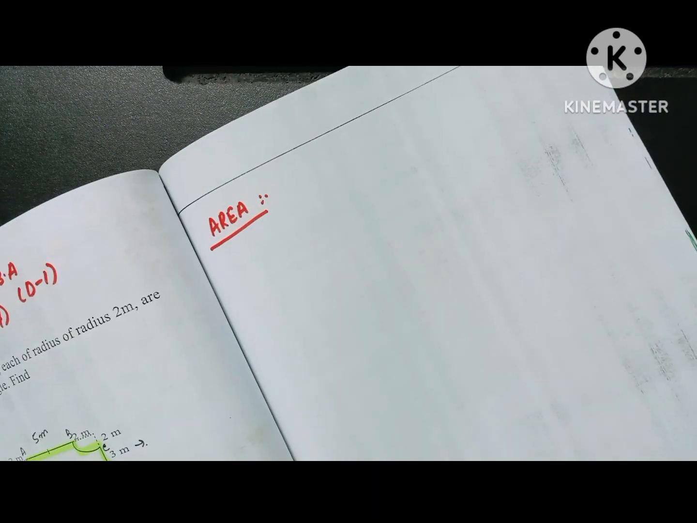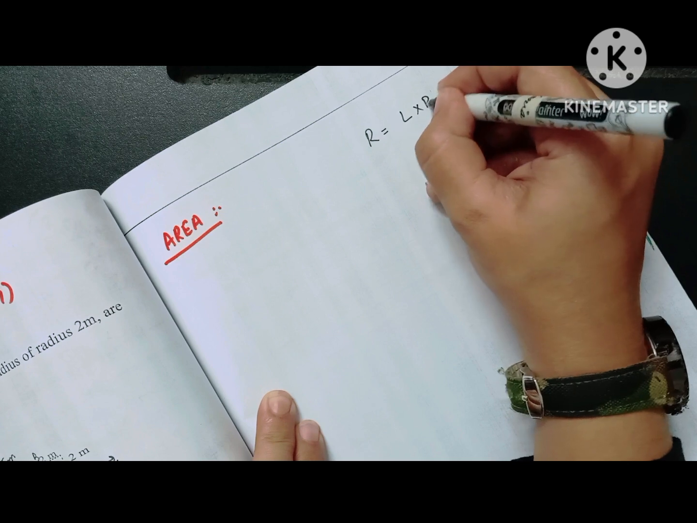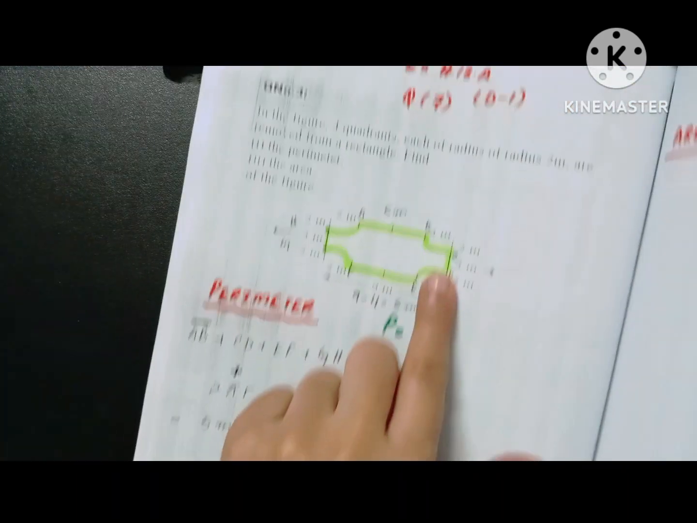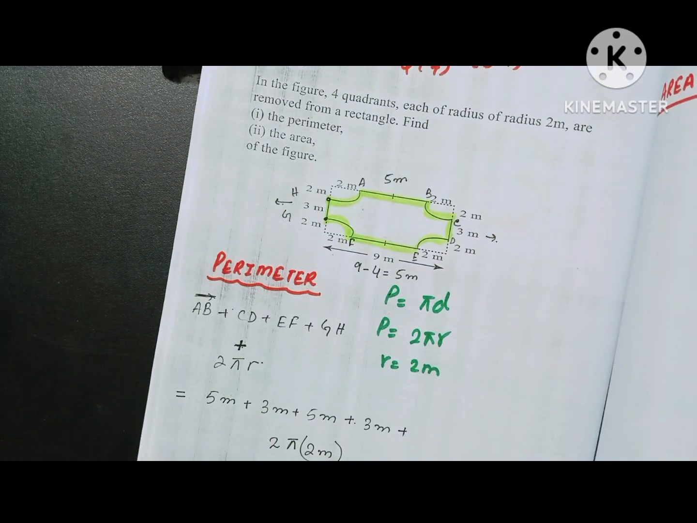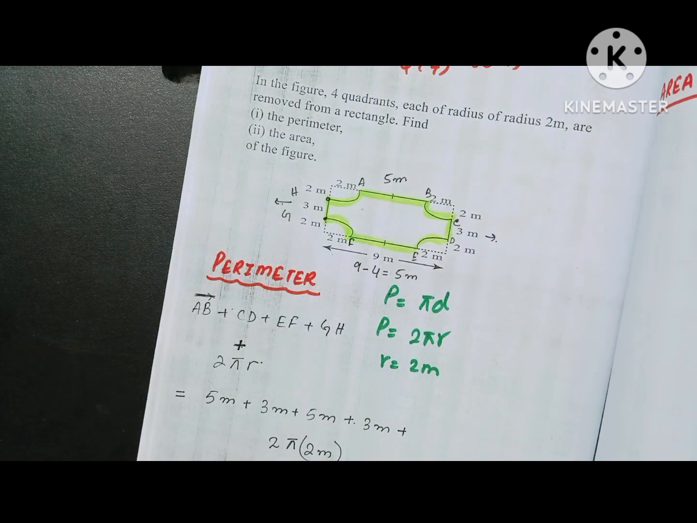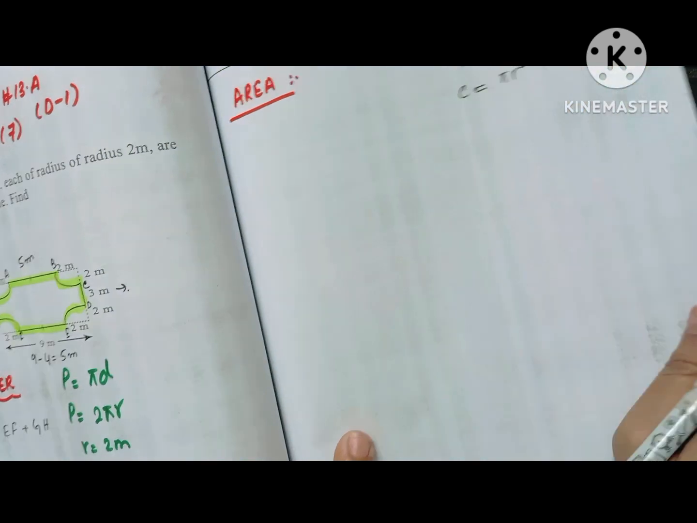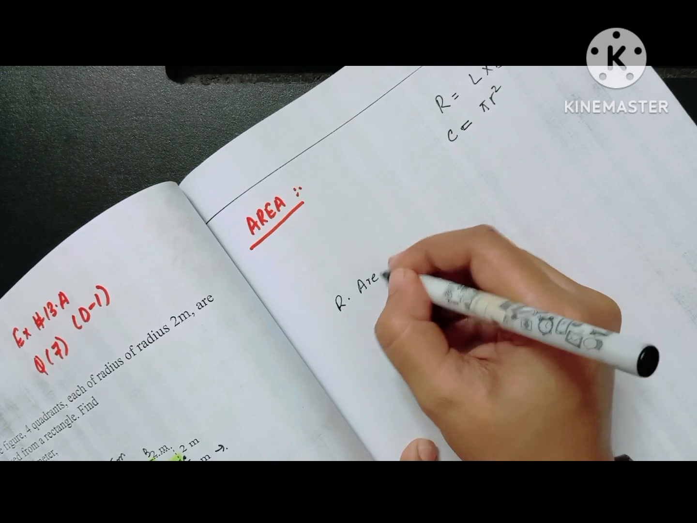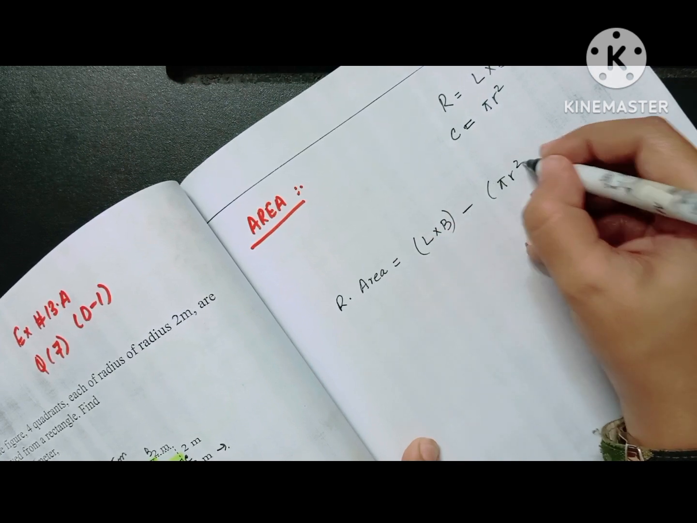For the area, it is very simple. The whole figure is a rectangle. For the rectangle's area, we have the formula length into breadth, and one circle we are going to subtract from this because we have 4 parts of the circle, and when we join all 4 quarter parts, it will form one complete circle. So from the whole rectangle we are subtracting one whole circle. For the area of the circle we have pi r square. So the required area is L into B minus pi r square.